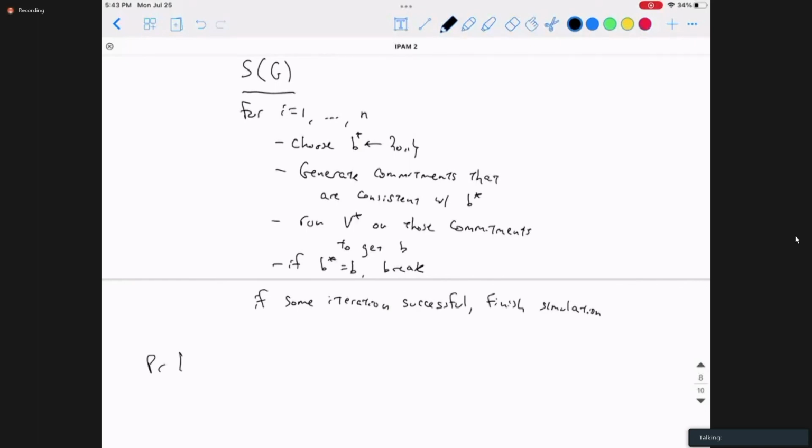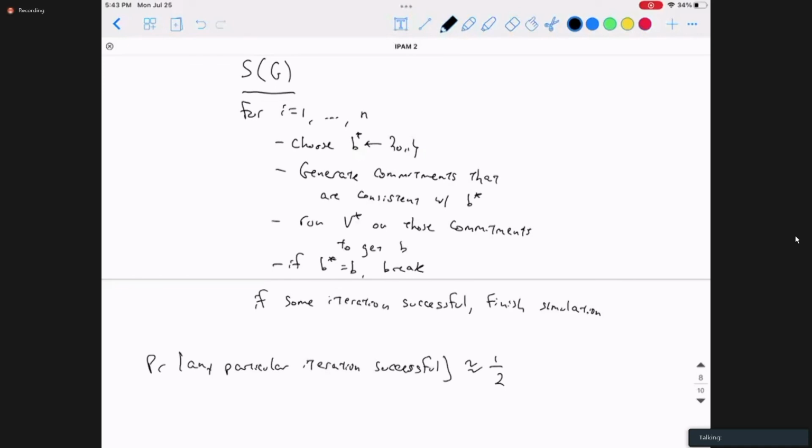that any particular iteration is successful is going to be roughly 1/2. So why is that the case? Well, basically because we're choosing our bit b star at random. And so regardless of what function V star is computing, we have probability 1/2 of getting that bit correctly.